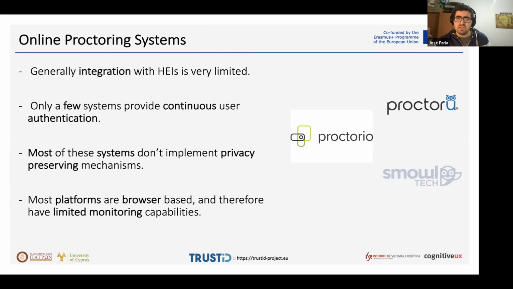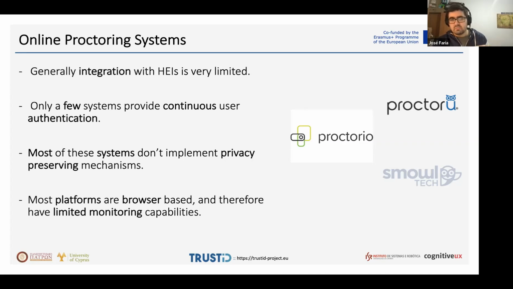Out of all of these systems, very few actually provide continuous user authentication. So, for example, when you sign into the exam, you just show your government issued ID, and usually that's going to be it. They'll just try to see if you've left the frame, if you got up and went somewhere else. But generally, that's about it. You don't have a lot of very complex systems for authenticating the users.